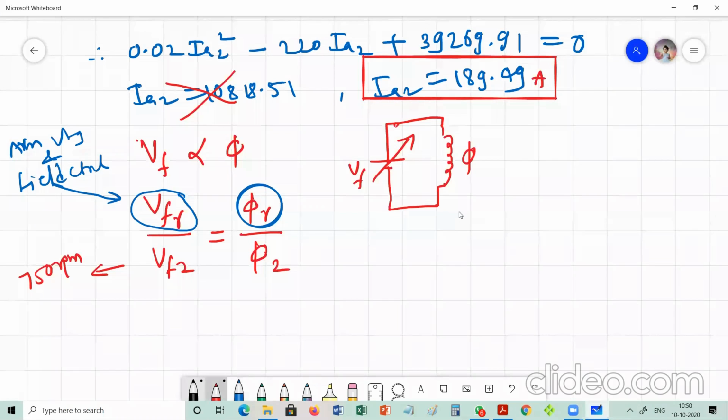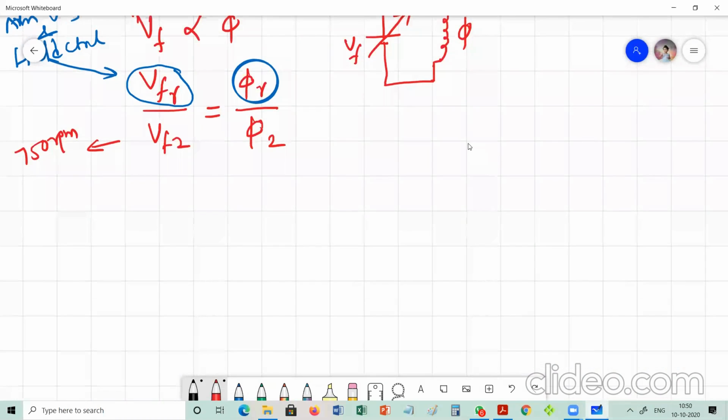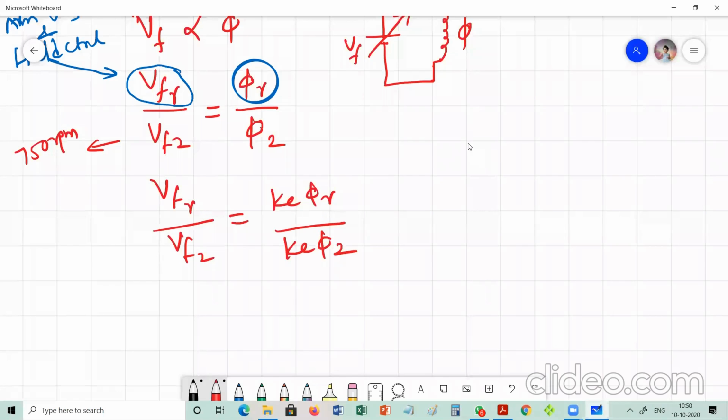So this can be written as, I just multiplied the numerator and denominator of the right side by Ke. We can write that Vfr by Vf2 is equal to Ke phi r by Ke phi 2.